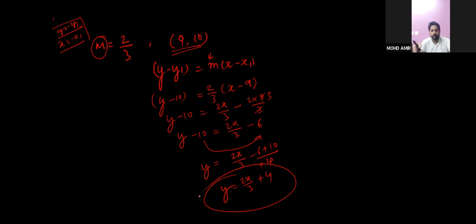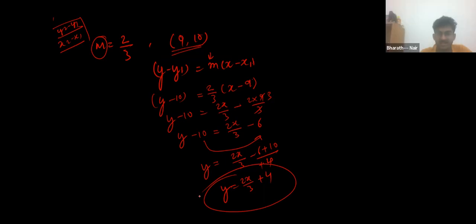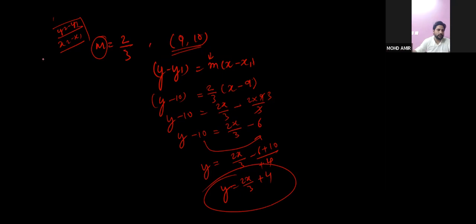Do you have any doubt? No, it's clear. Now try this one, and then we are done for today. Okay, a line is passing from minus 3 comma 7, and having a slope of negative 1 over 3.